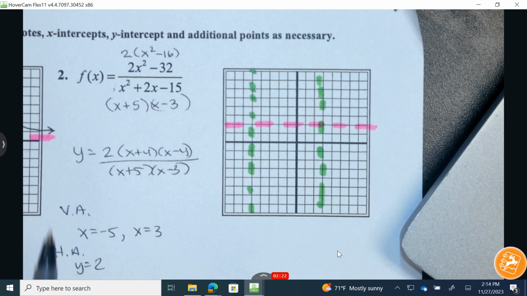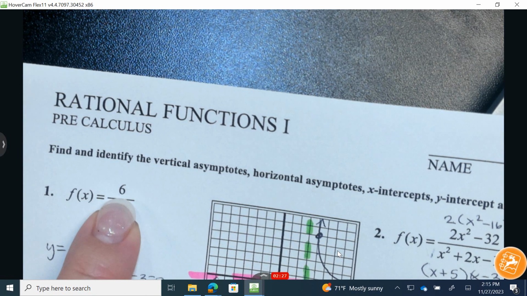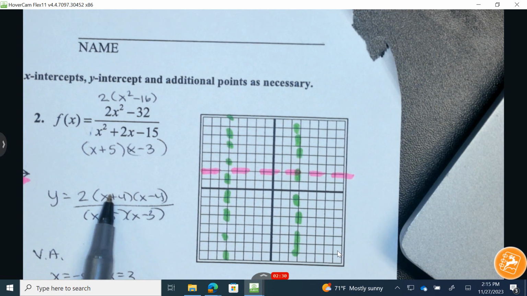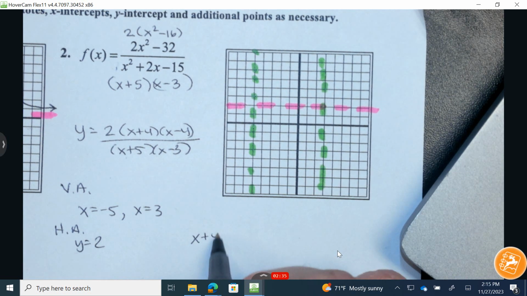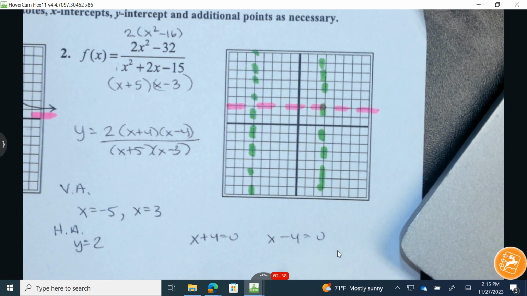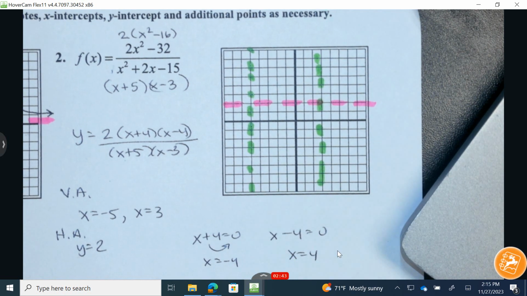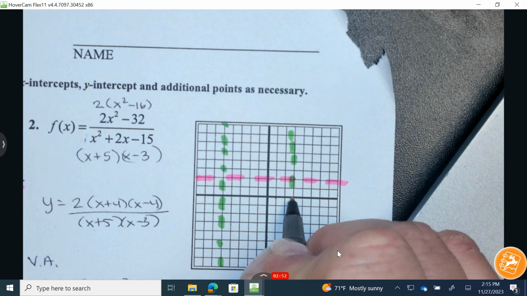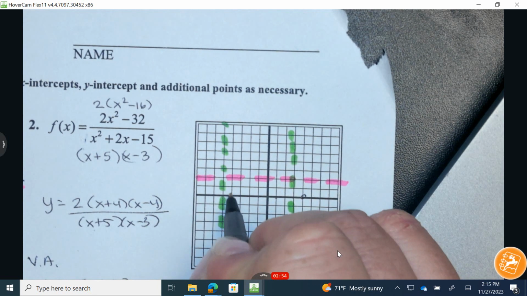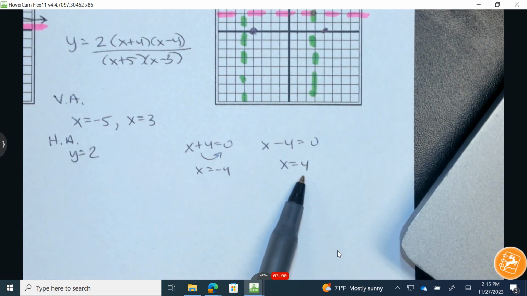Okay, now how do we determine what our x-intercepts are? If there's a variable in the numerator, notice there's no variable in the numerator here. If there's a variable in the numerator, we're going to set that quantity equal to 0 and solve. So x plus 4 equals 0 and x minus 4 equals 0. And in doing so, I get one answer of negative 4 and another answer of positive 4. So I'm going to go to negative 4 and make a dot, and I'm going to go to positive 4 and also make a dot. Negative 4, 1, 2, 3, 4, 1, 2, 3, 4. Okay, those are my x-intercepts occurring at negative 4 and also at positive 4.